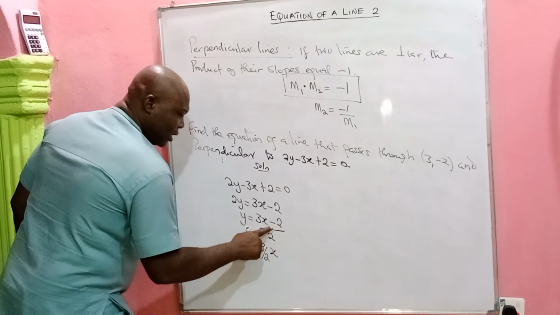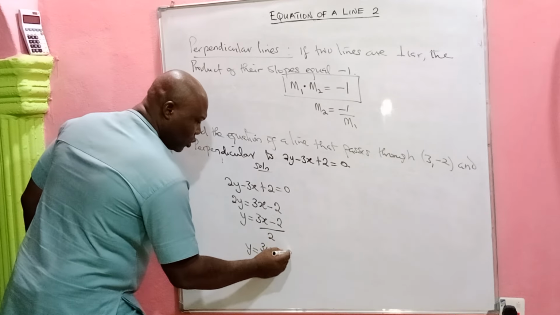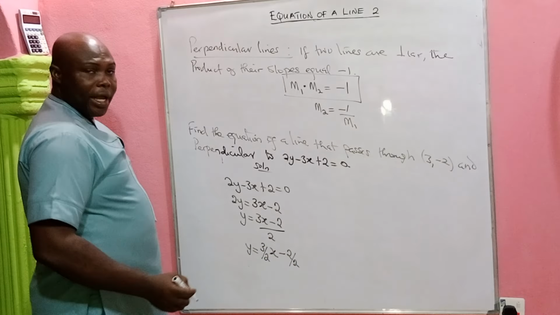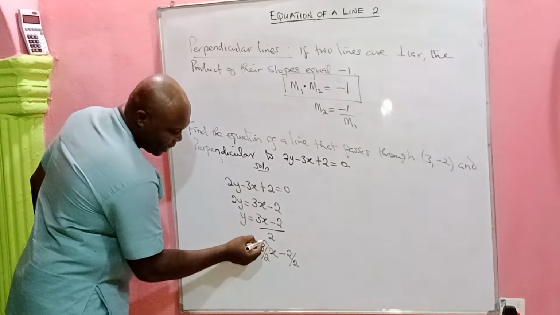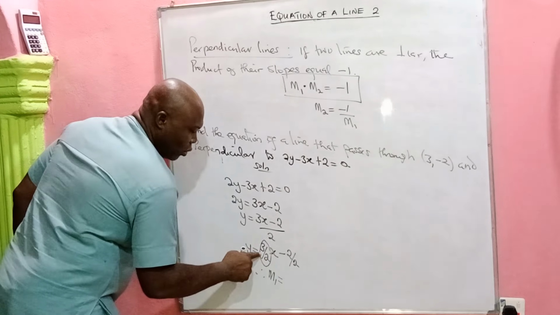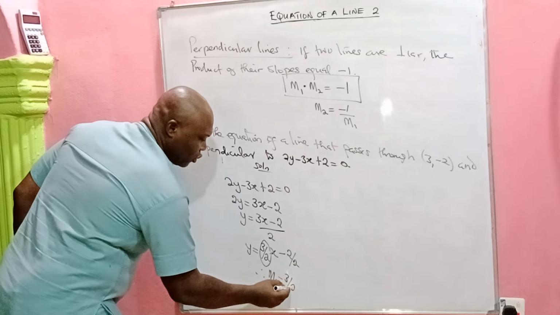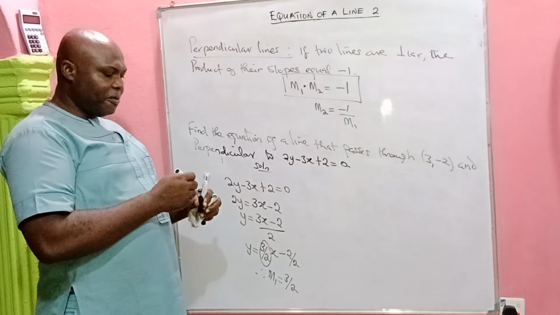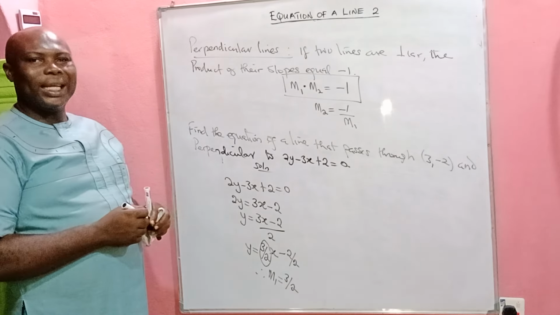3 over 2x minus 2 over 2 minus 2 all over 2. Now the coefficient of that x becomes the slope. Therefore, m1 is the slope, which is 3 over 2. So if we've gotten the first slope, we can find the second slope.